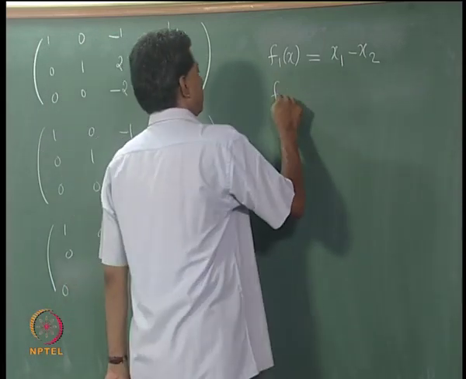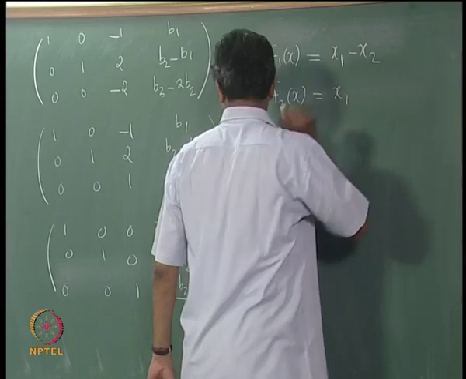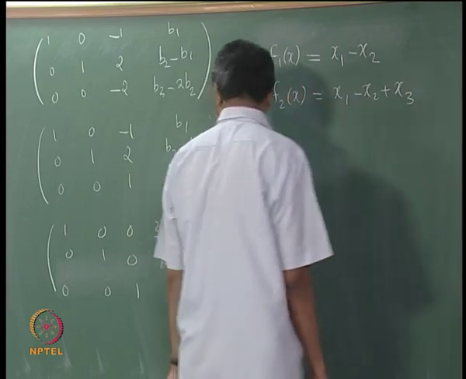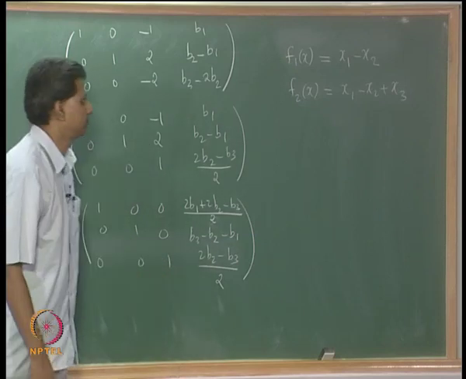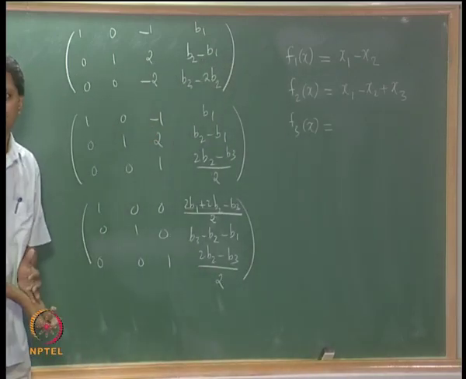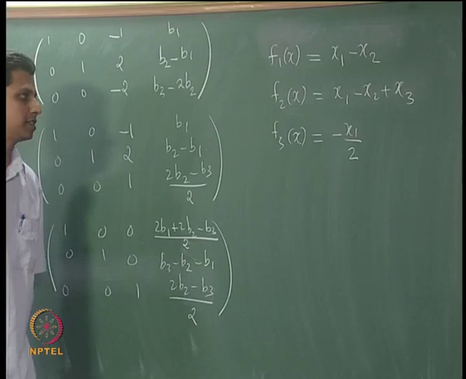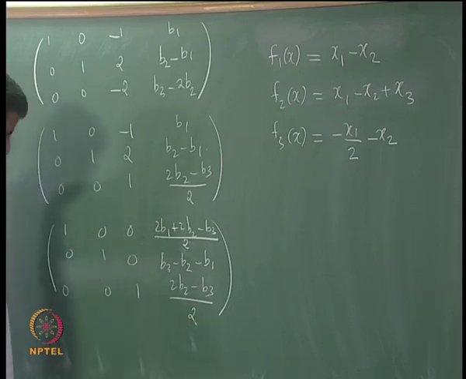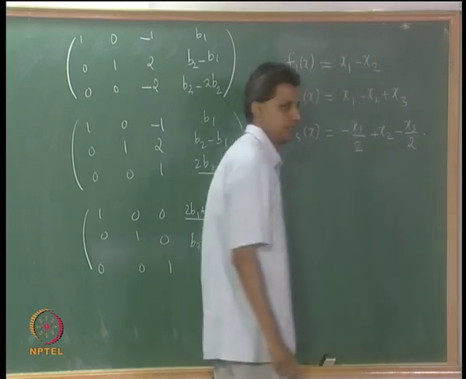Second vector, so B2, so that is again a 1, x1 minus 1 plus 1. Is that okay? I get a 1 here, I get a minus 1 here, I get a 1 again. So that is F2. F3 corresponding to 0, 0, 1, minus x1 by 2, minus x2, minus x3 by 2. These are the three functionals.